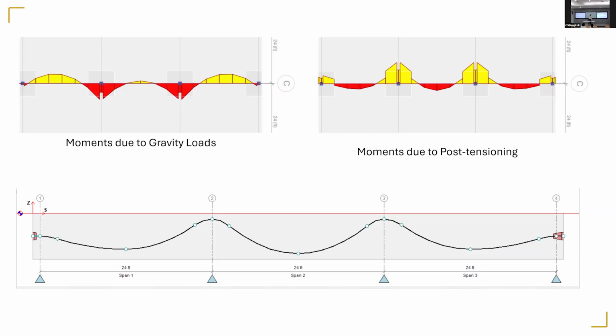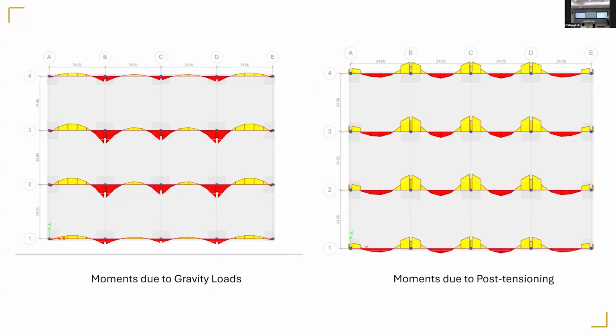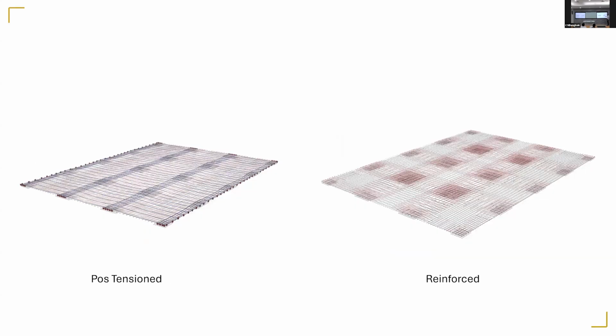So this is around from here to there. You can have a post-tension slab running that way. So it's pretty large, long span. So gravity, and you can see the moments are completely reversed. And so reinforcement is still required, this is reinforced and this is post-tension.